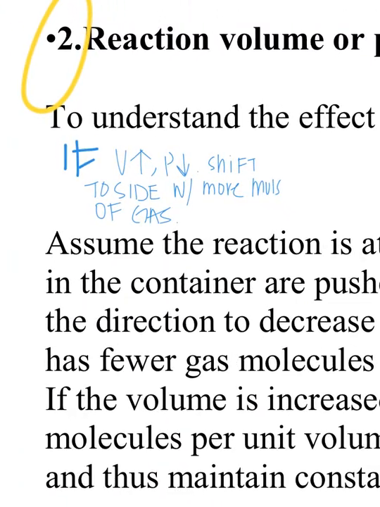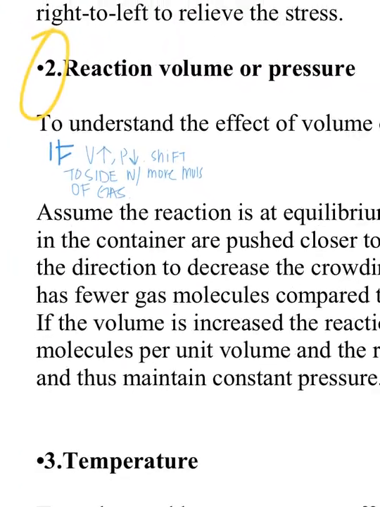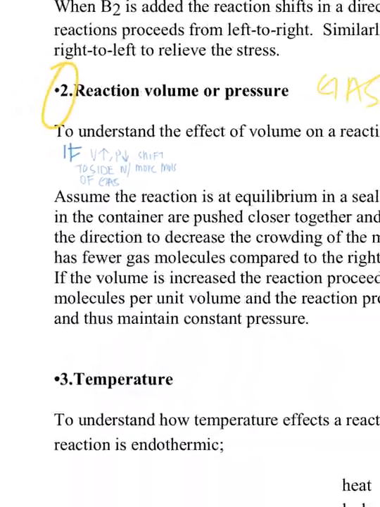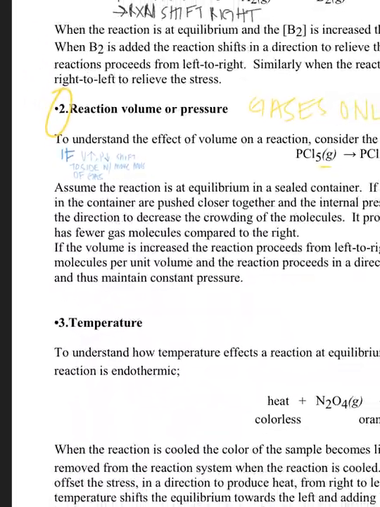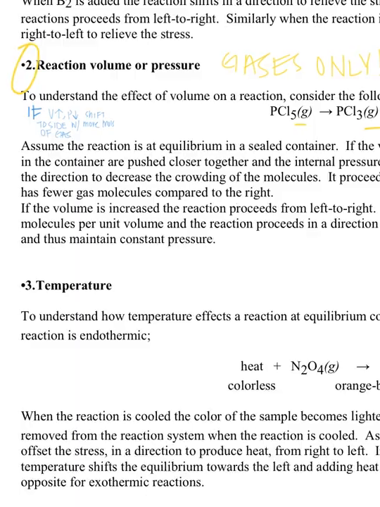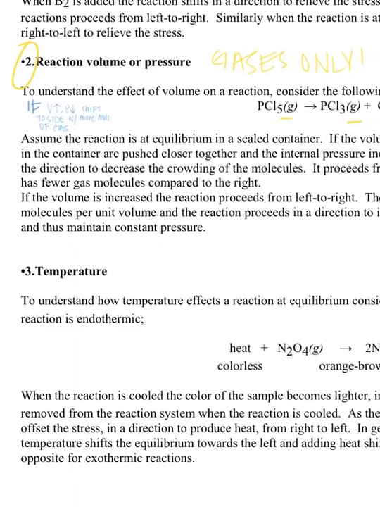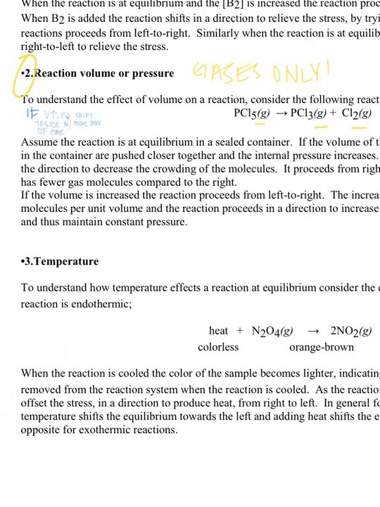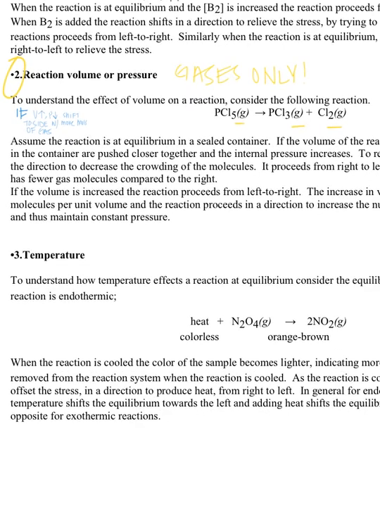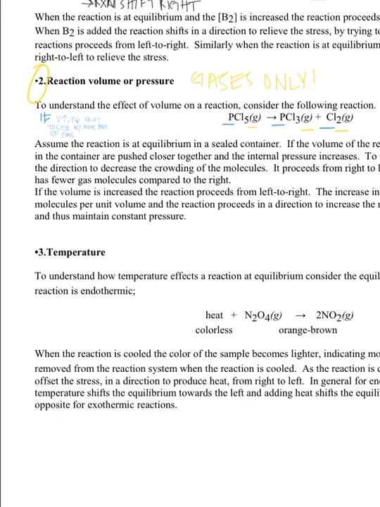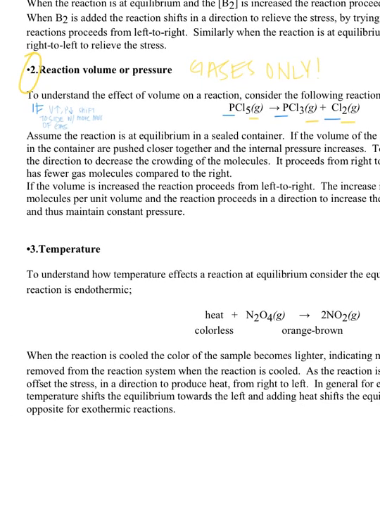Okay, so in this situation for this particular reaction, if the volume went up, that means my pressure goes down. So which side of the reaction has more moles of gas? That's going to be the right side because I've got 2 moles of gas on the right side, 1 mole of gas on the left. So my reaction is going to shift to the side with more moles to increase the pressure.